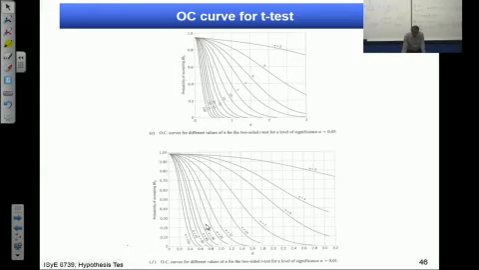Okay? And as you can see, when n increases, your beta decreases. So for example, for this magnitude of shift or change, your beta for n equal to 3 is around 90%, but for n equal to 7, it's down to, let's say, 15%. And this is the OC curve for the t-test for 2 different values of alpha, 0.05 and 0.01. As you can see, this is 95% because your alpha is 0.05. This is 99% because your alpha is 0.01. Okay?